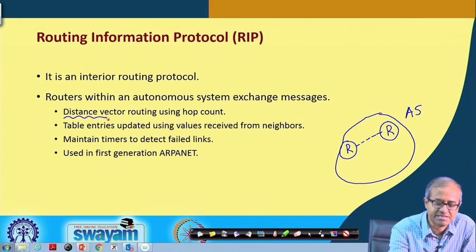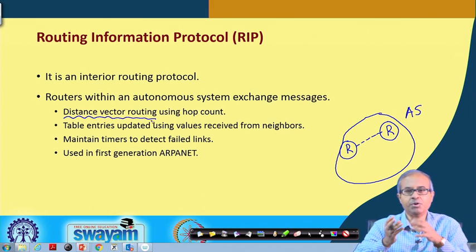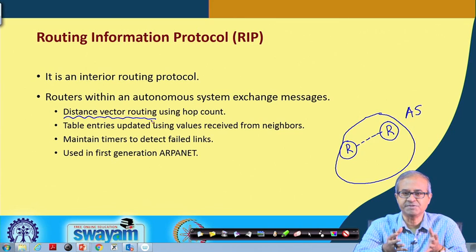Now, in RIP, the way the routing tables are updated, there is a very standard method called distance vector routing. Well, I am not going into the detail of these methods. These methods are given in significant detail in any standard textbook on computer networks. You can go through them if you are interested.